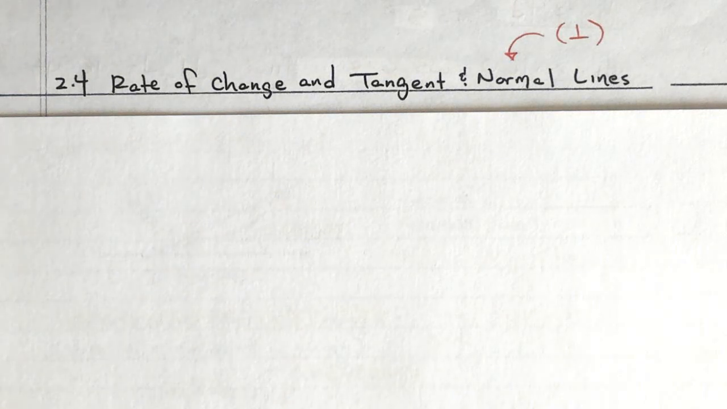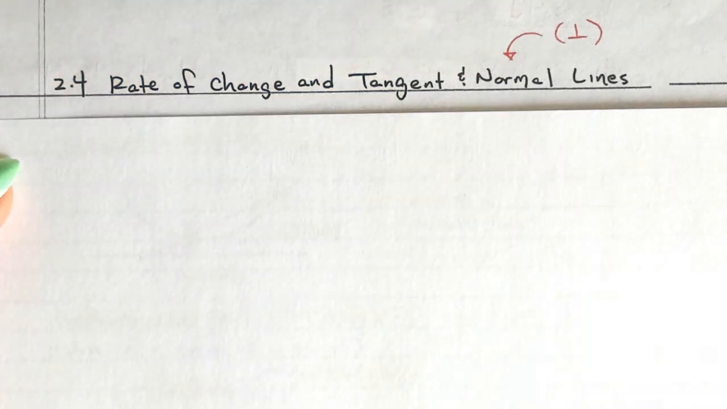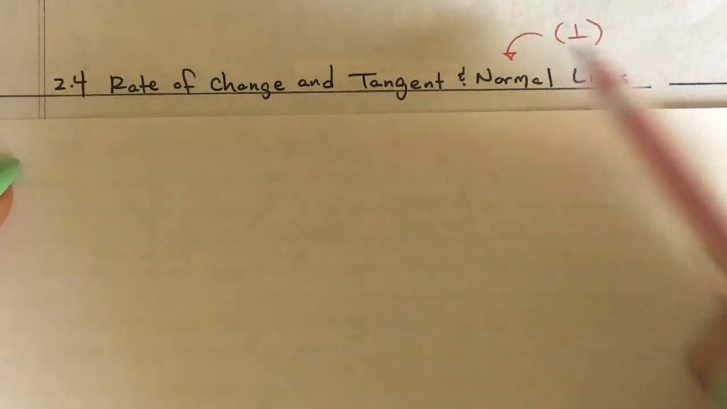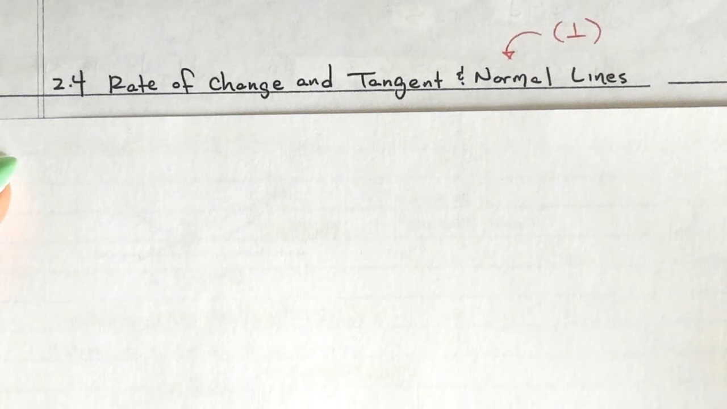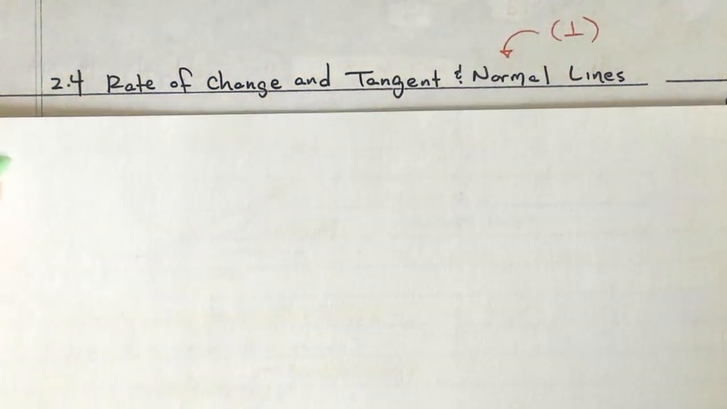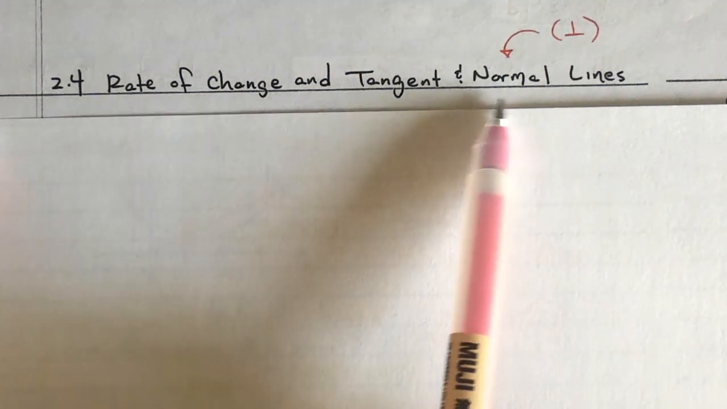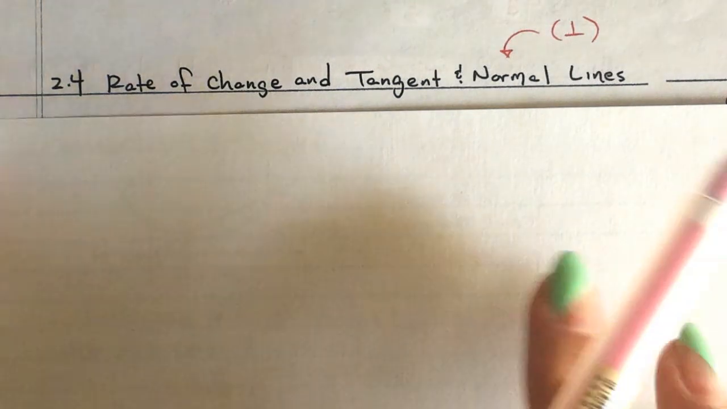All right, guys, 2.4, rates of change, and then also tangent and normal lines. So normal means perpendicular, so you should write that down for yourself, okay? Transversal also means perpendicular, but I don't think we talk about that in calculus, but you did in pre-calculus. So normal, transversal, those are perpendicular, okay?